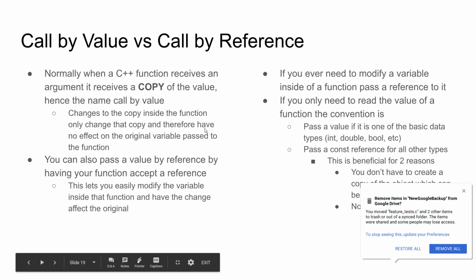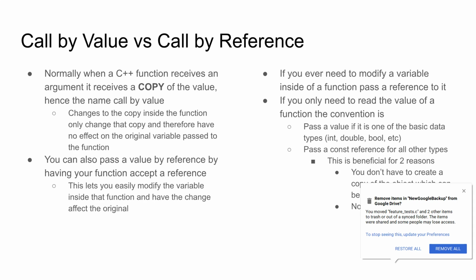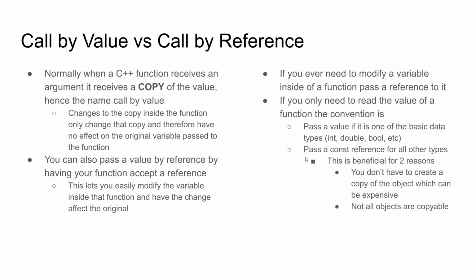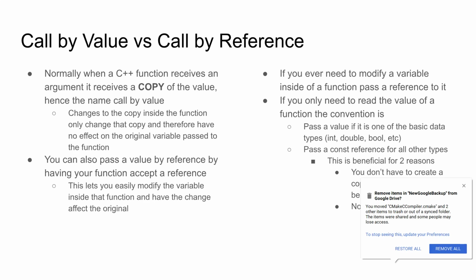So one thing just to point out is that C++ by default does call by value for variables, which means that when you pass a variable to a function, you get a copy of that variable's value. You don't get the original. If you change the copy inside the function, since it's a copy, the original doesn't get changed if you happen to modify it.